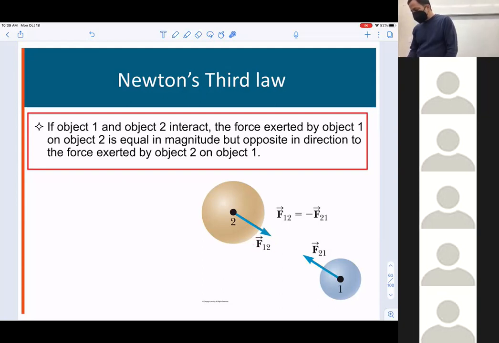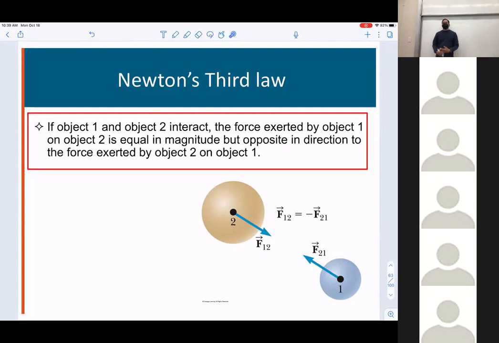F12 here denotes the force that 1 exerts on 2. So here's object 1. It's exerting some force on 2. If it is in this direction, then the force that 2 exerts on 1 will be the same in magnitude, but exactly opposite in direction.